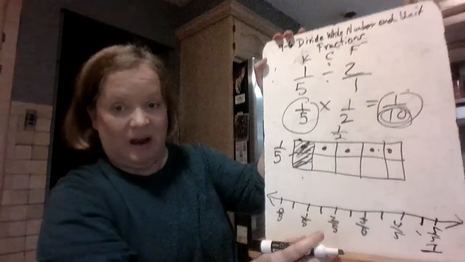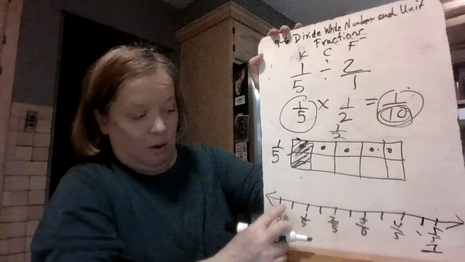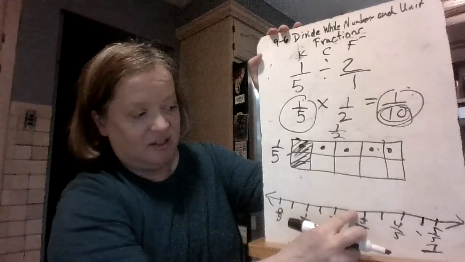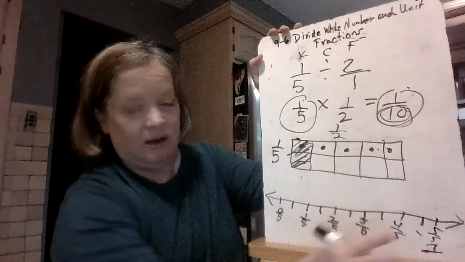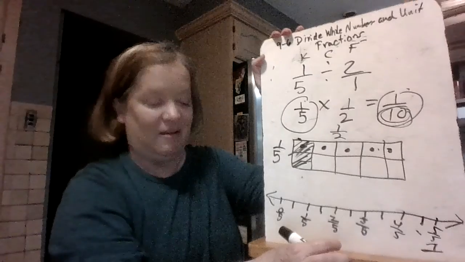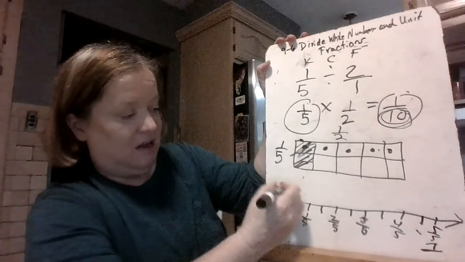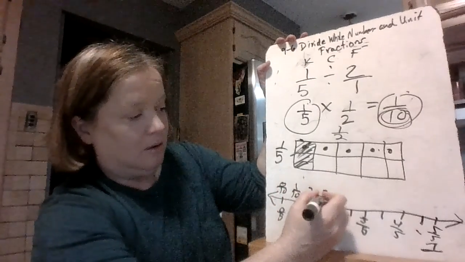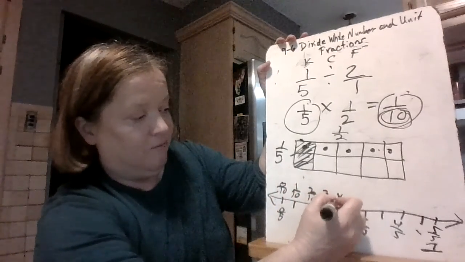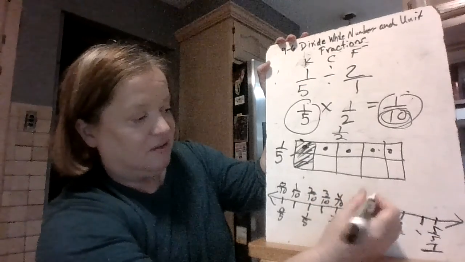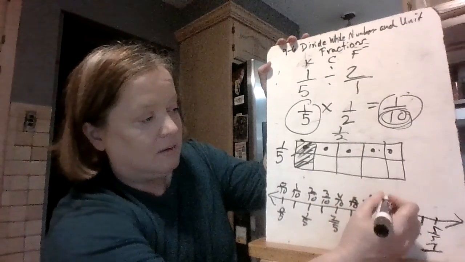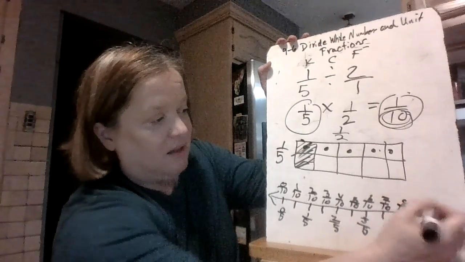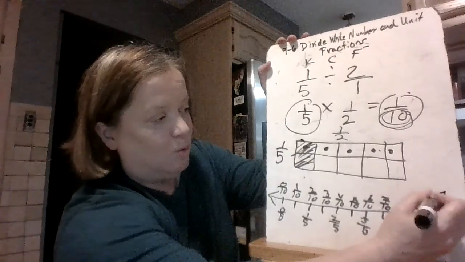Well, now how many pieces do I have altogether? Well, let's look. 1, 2, 3, 4, 5, 6, 7, 8, 9, 10. So I've made tenths out of this by cutting my fifths in half. So this would be 0/10, 1/10, 2/10, 3/10, 4/10, 5/10 or half, 6/10, 7/10, 8/10, 9/10, and 10/10, which is the same as 1 whole.